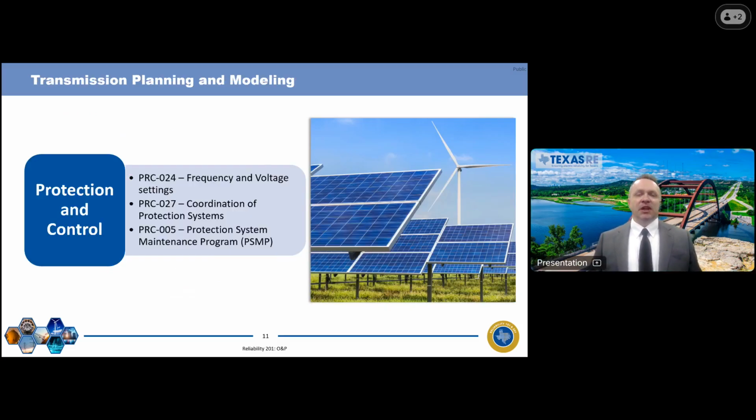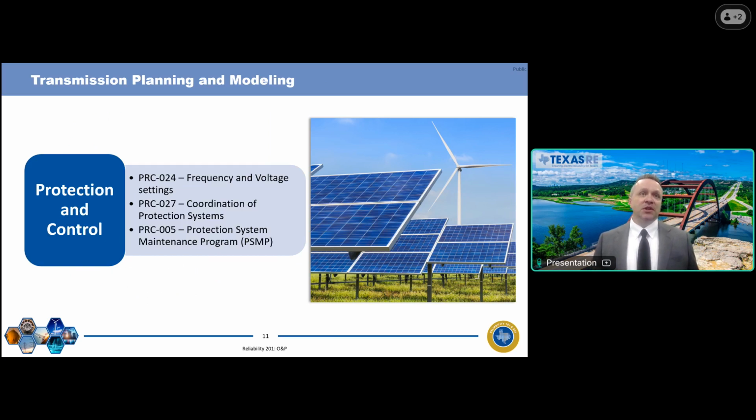Another transmission planning and modeling standard requirement is the focus on these protection and control system standards. So here we have PRC-024, frequency and voltage settings, and this standard requirement's purpose is to ensure that generation resources remain connected during frequency and voltage excursions.